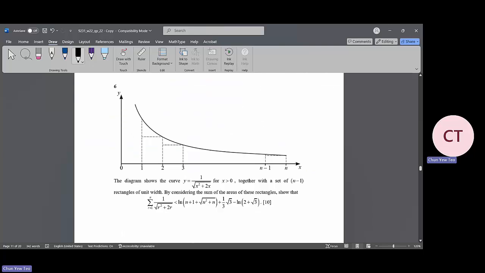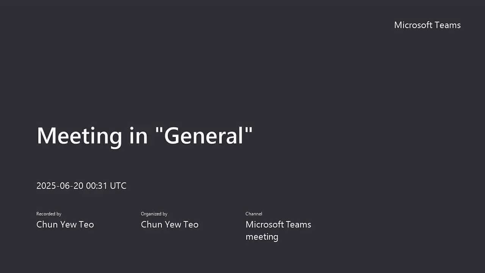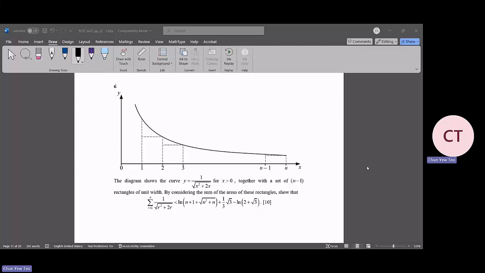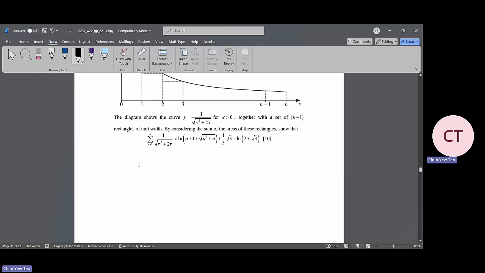And now we move on to question number 6. Question number 6. The diagram shows a curve for x greater than 0 together with a set of n-1 rectangles with unit width. By considering the sum of the areas of these rectangles, show that this relationship is true.